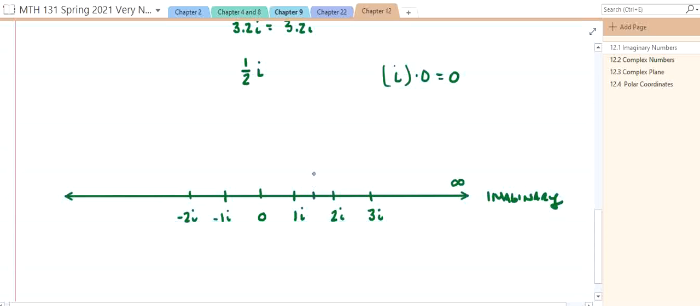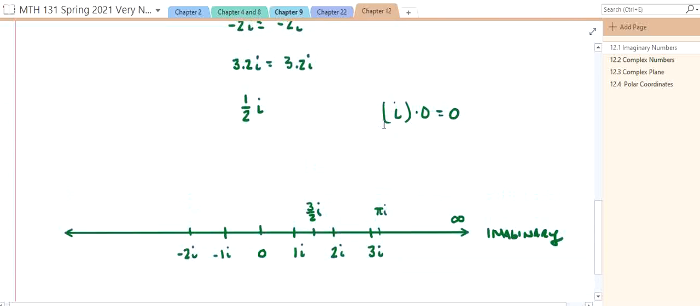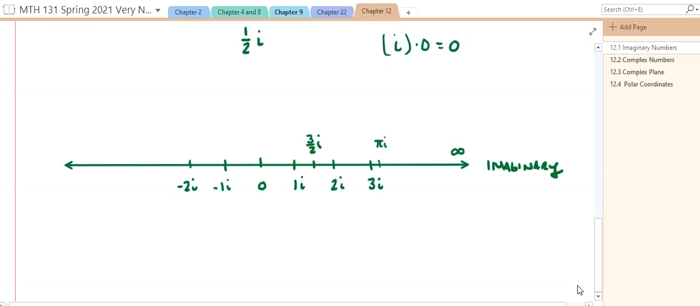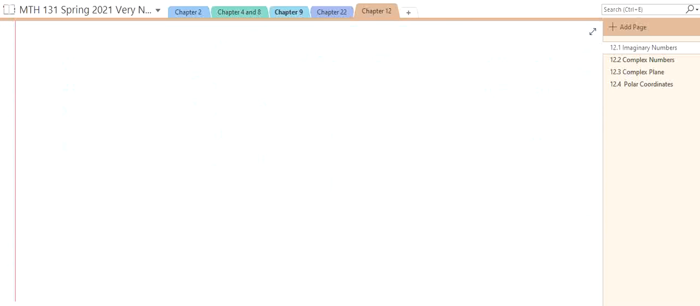We could have a 3/2 i here. We could have a pi times i here, and so on and so forth. So any real number that we have in the real number line, we could multiply by i and get an imaginary number in our imaginary number line. And since we can do this, it enables us to solve more complicated imaginary number problems, like the square root of minus 9, for example.